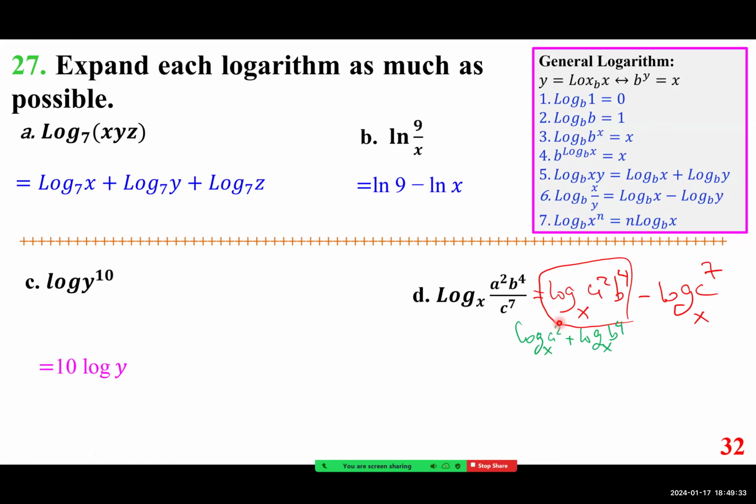This one, the 2 sits in front. This one, the 4 comes to the front. This one, the 7 comes to the front. And the final answer is 2 log a base x plus 4 log b base x minus 7 log c base x. Same base.